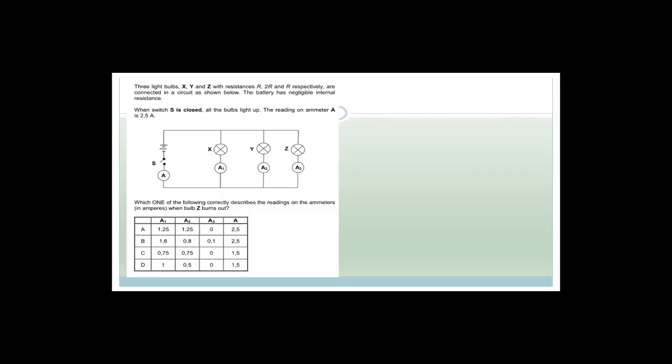It says you got three light bulbs. This is a multiple choice question. By the way, I said multiple choice, not multiple guess. We're actually going to work things out properly, okay? It says you got three light bulbs, X, Y, and Z, with resistances of R, 2R, and R, connected in a circuit as shown below. The battery has negligible internal resistance, which means we can ignore it. It says, when the switch closes, the reading on the ammeter is 2,5 amps.